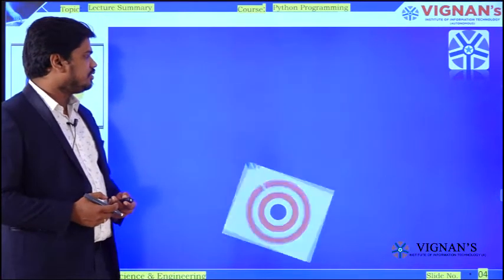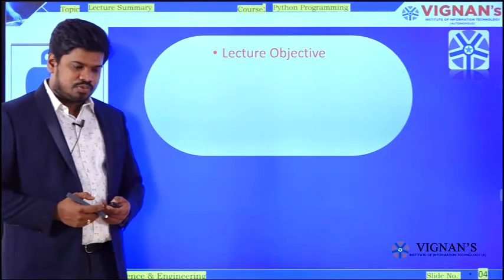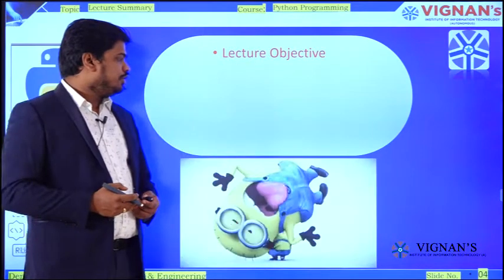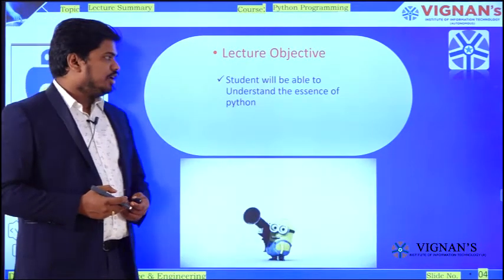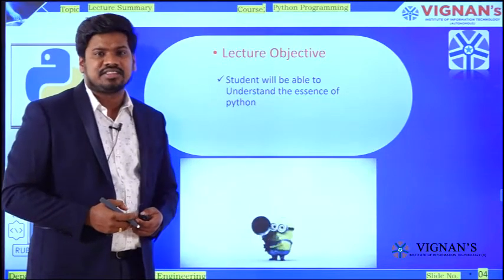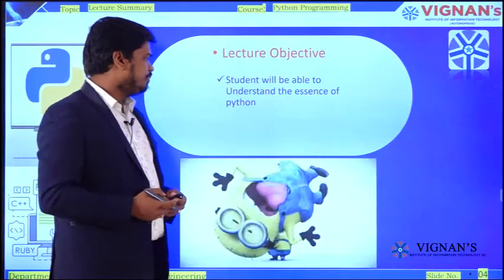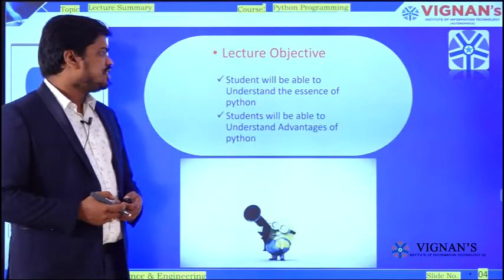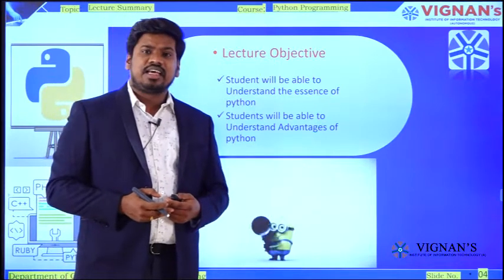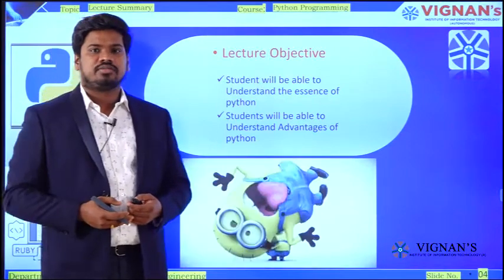Next, we will talk about the lecture objective. What is my lecture objective? By the end of this lecture, you have to understand the basic essence of Python. That is my first objective. The second one is that you have to understand the various advantages of Python. These are my two objectives I have to reach by the end of the lecture.